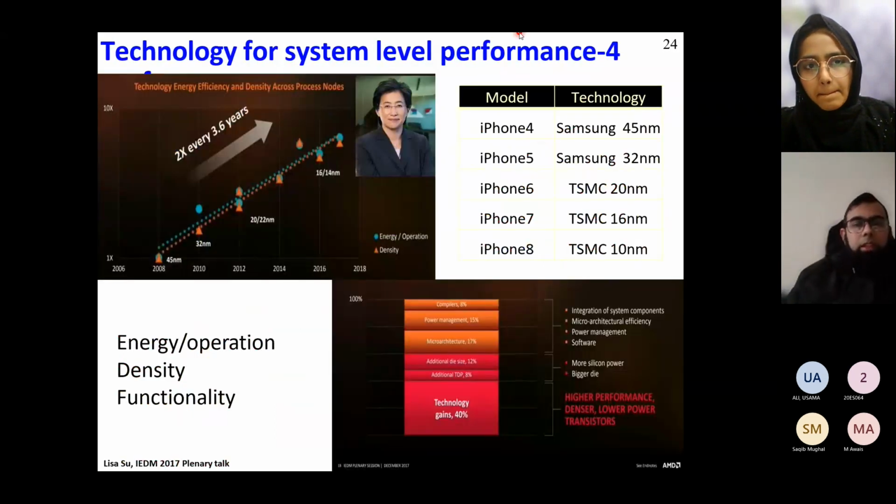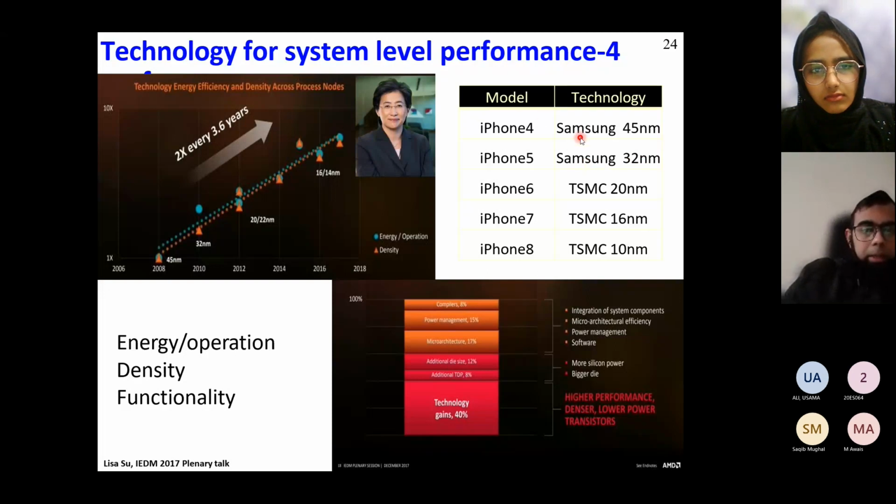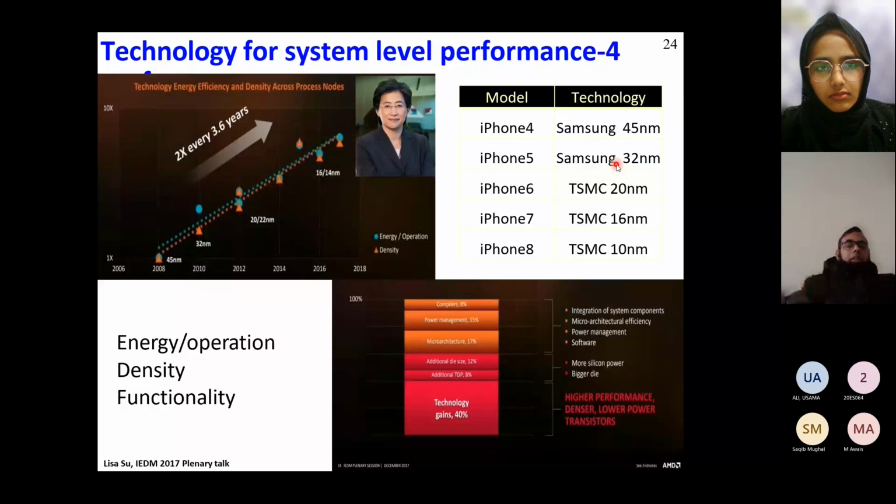So for technology, like we all know, iPhones are all using FinFET technology basically. Samsung, for example, was at 45 nanometer technology node. The iPhone 4 used a 45 nanometer technology node by Samsung, then in iPhone 5 just 32 nanometers. So these 45, 32 are basically gate length. It's the name of the technology, but it is directly related to the gate length, or you can say the size of the transistors.